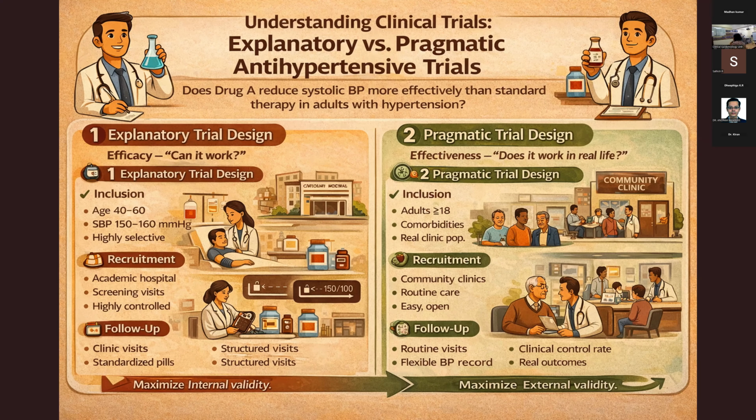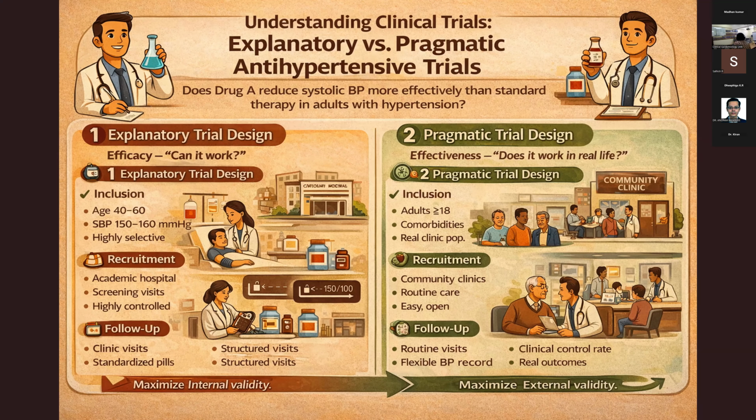And the follow-up also, they need not come more than what is in their usual care. The data is mostly collected through electronic health records without affecting the usual structure and follow-up of the patient. So what is the problem with this? Explanatory designs are very good in assessing how well the possible intervention can work when everything else is normal. So this study design has maximum internal validity.